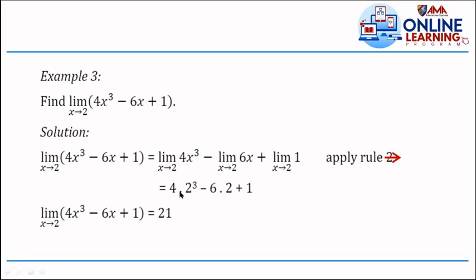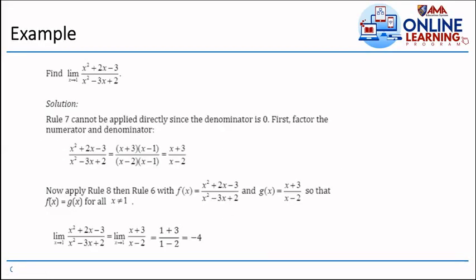So we have 4 multiplied by x raised to 3, so we have 2 raised to 3, minus 6 times 2, plus 1. So 2 raised to 3 is 8, no? We're going to multiply 2 three times. 8 times 4, we have 32, minus 6 times 2 is 12. So 32 minus 12 is 20, plus 1. So we have now a total of 21. Next, we have your example number 4.